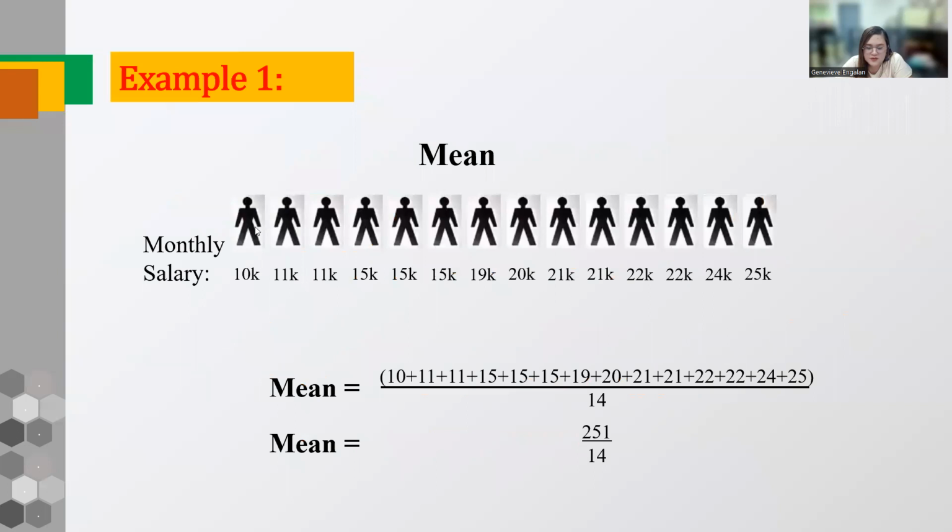Okay, so suppose we have 1 to 14, 14 people, and this is their monthly salary. One person has 10K, the other one is 11K, and the other one is 19K. So that is their salary. To get the mean, add all their salaries divided by how many they are. So for 14, you have 251 over 14. So the answer is 17.9K. That is the mean.